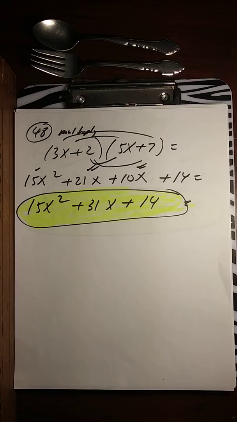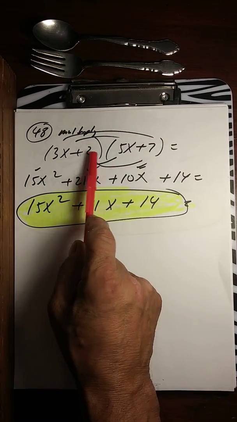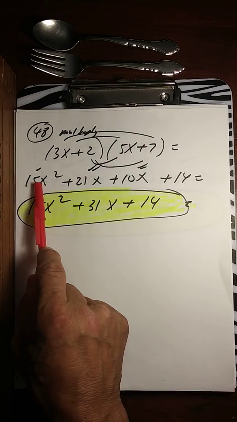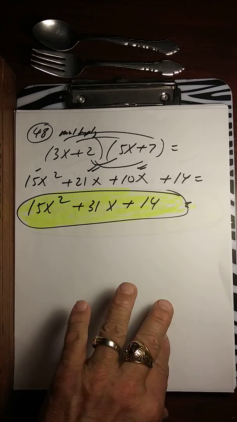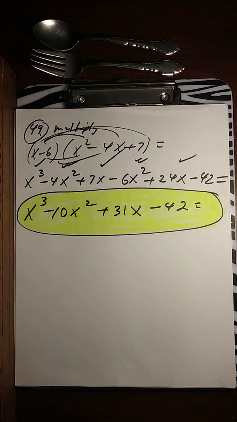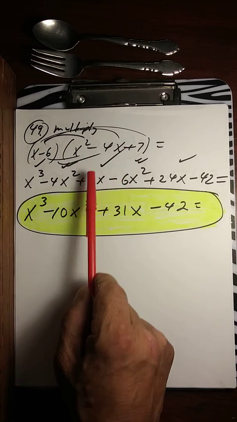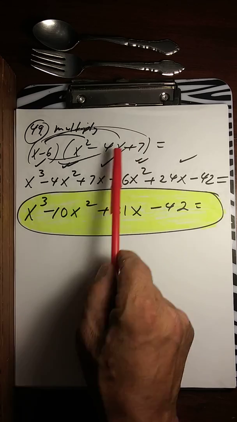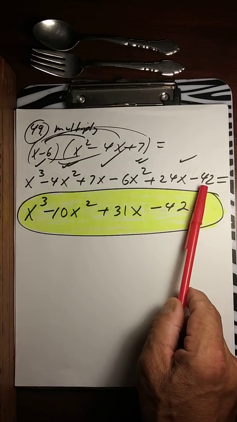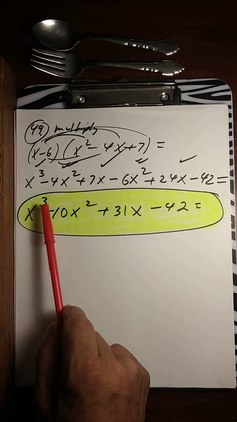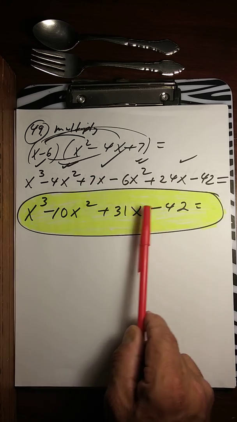Alright, next one. Multiply this. 3 times that is 15x squared, 3 times that is 21x, that times that is 10x, that times that is 14. 15x squared, 21 and 10 is 31x, and then 14. X times that is x cubed, x times that is negative 4x squared, that times that is 7x. So now this times this is negative 6x squared, that times that is 24x, that times that is negative 42. X cubed, 4x squared, that one is going to be negative 10x squared, 7, and that's going to be 31x, and then minus 42.